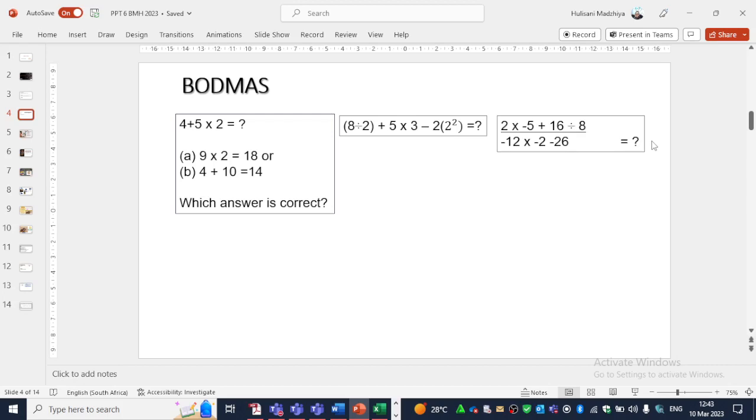We have got the following equation, which says 4 plus 5 multiplied by 2 is equal to, and you are given two options. Option A is 9 times 2, which is going to be equal to 18. That is the first explanation of the answer. The second option, B, is 4 plus 10. Based on the BODMAS rule, under A, we're saying we start by adding 4 plus 5 giving us 9, then multiply by 2 giving us 18.